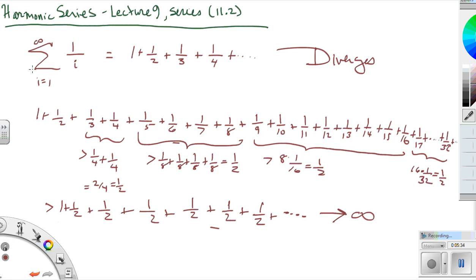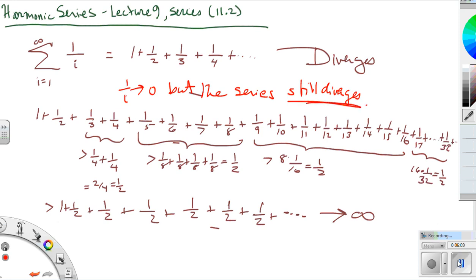So this is a classic example of a series which diverges. It's got a bunch of other cool things, but we don't need to go there now. For now, you just have to realize the terms go to 0. 1 over i does go to 0. Let me just make an emphasis of that. 1 over i goes to 0, but the series still diverges. This is to prove that the converse of the test for divergence is not true.